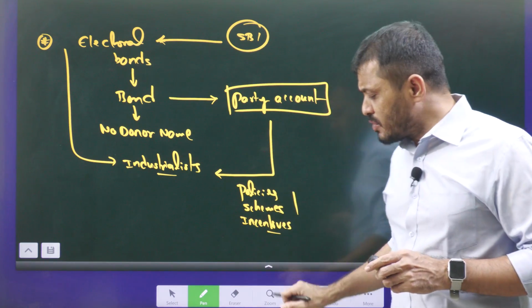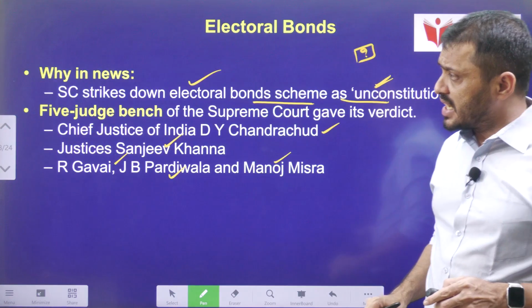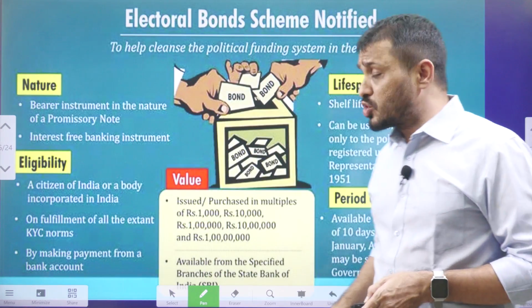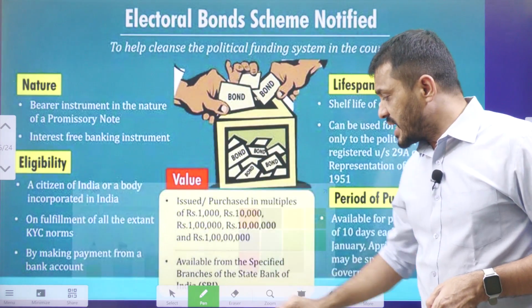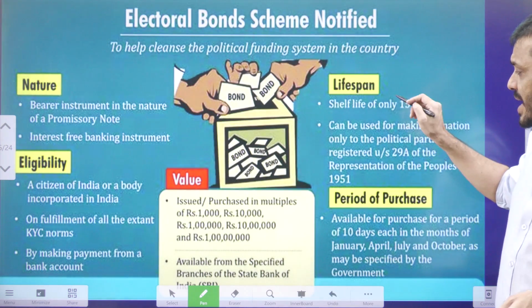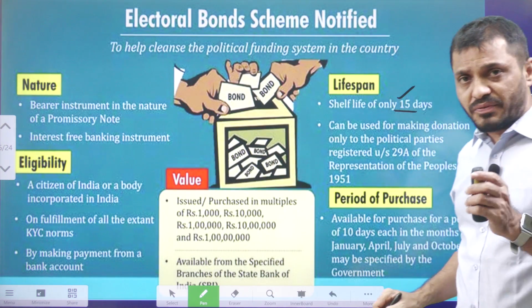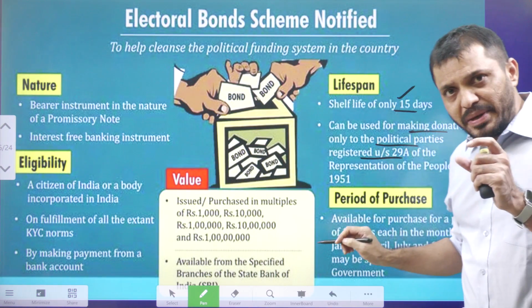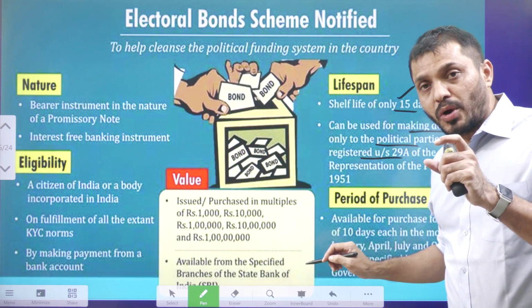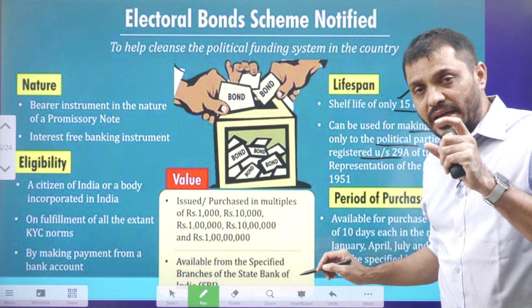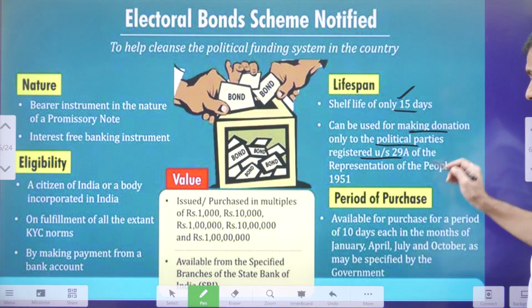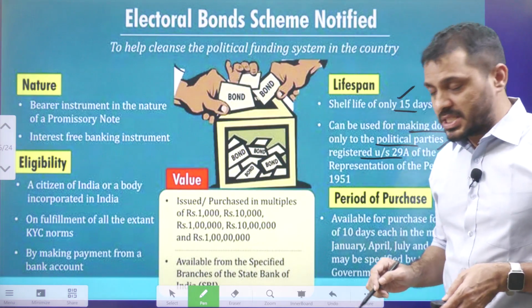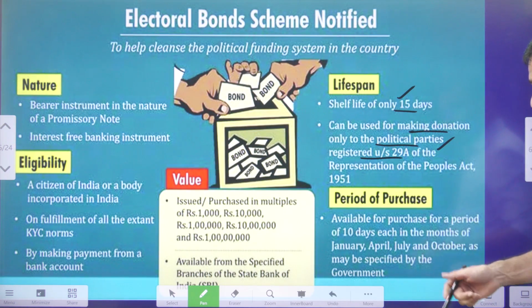Now, by the way, let's try to understand some basic information regarding electoral bonds. Who can sell the electoral bonds? Only SBI can sell them. What is the shelf life of the electoral bonds? 15 days. And through these electoral bonds, money can be donated only to parties registered under Section 29A of the Representation of the People Act, 1951.